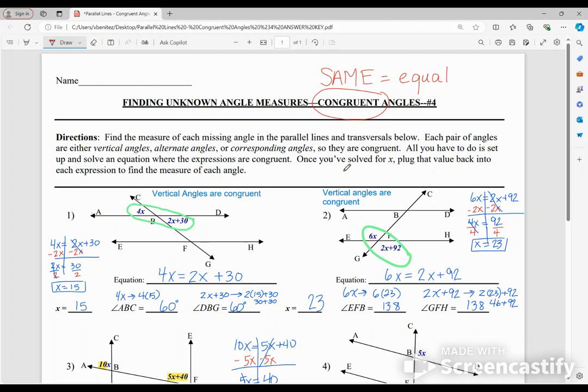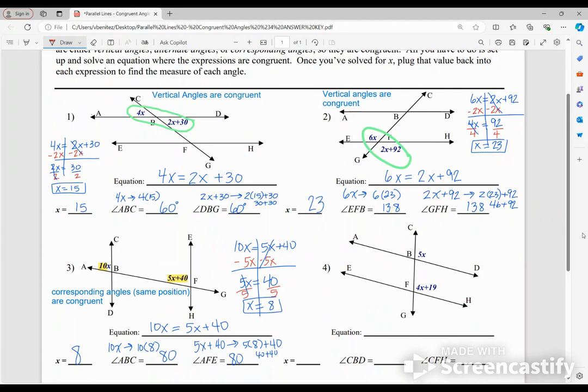If we look at example number 3, we have this angle right here, ABC, which is equivalent to the expression 10x. And then we have angle AFE, which is 5x plus 40. Because both of those are in the same position, we call these corresponding angles. And we know that corresponding angles are also congruent.